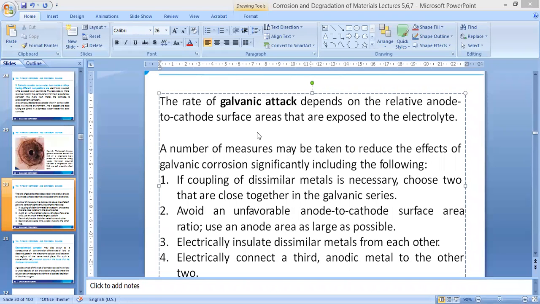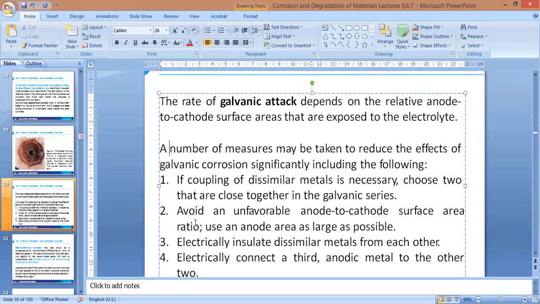Okay, yes. So here it says a number of measures may be taken to reduce the effects of galvanic corrosion significantly, including the following. So these techniques are generally described into two. As you can see, these ones are similar and these ones are also similar. So they're basically just two techniques: electrically insulating them or coupling of dissimilar metals.